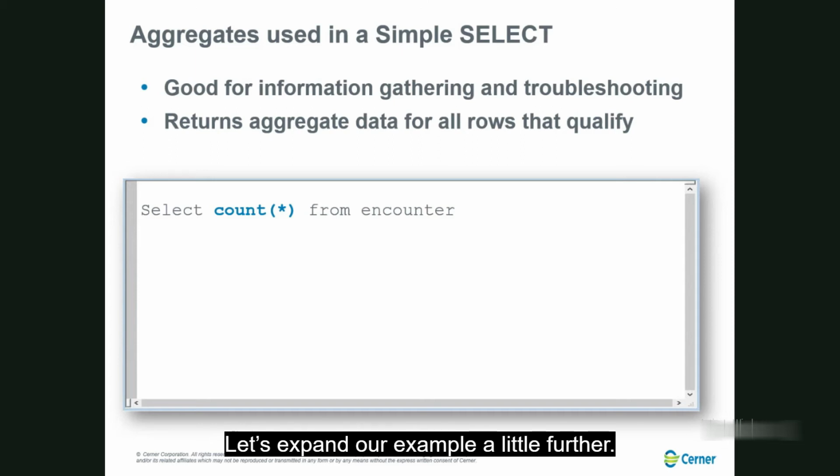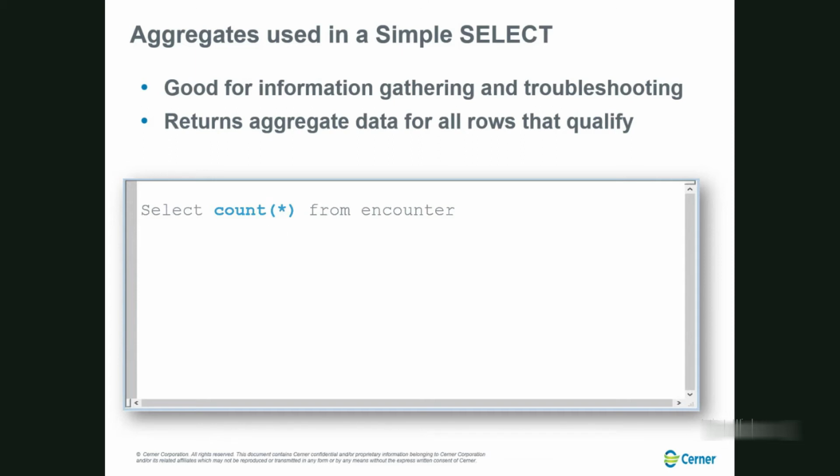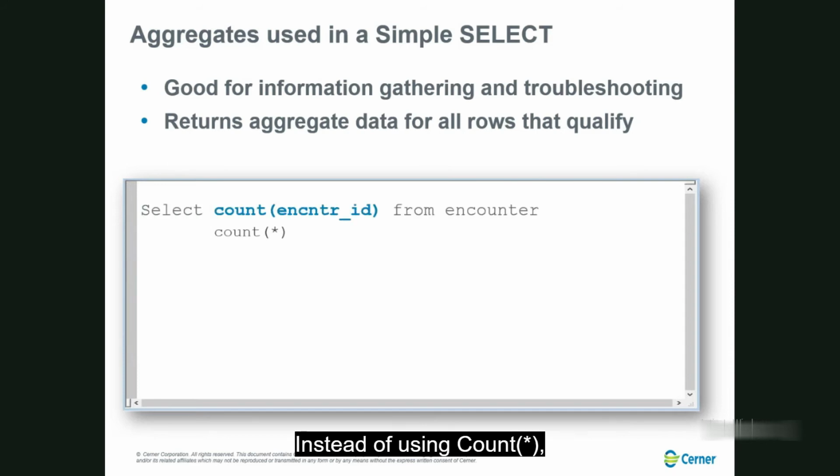Let's expand our example a little further. Instead of using count star, we can use count encounter ID. This will return a count of all non-null rows for that field. Remember that the encounter ID is a unique identifier and primary key on the encounter table, so it should always have a value in it. I would expect this count to be the same as count star.